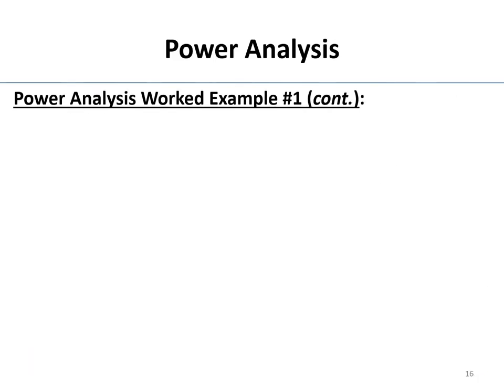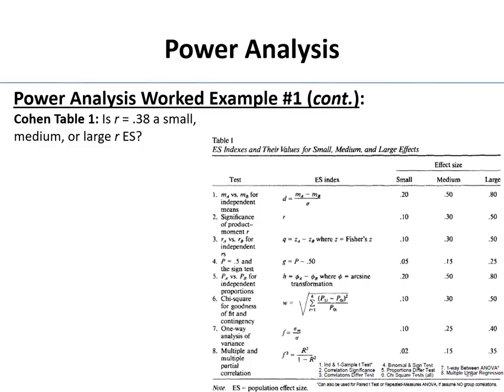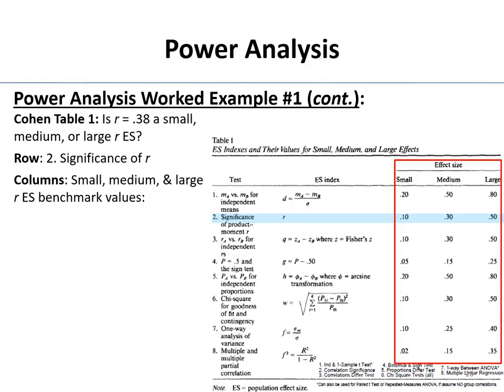So keep going with this example. Let's go to Cohen's table 1. We look for a correlation coefficient of 0.38. Is it a small, medium, or large effect size? There's our row for correlation. Over there are the columns for the small, medium, and large correlation effect size benchmark values. And again, we're looking at where 0.38 falls. So those are the three values that they give as benchmarks.